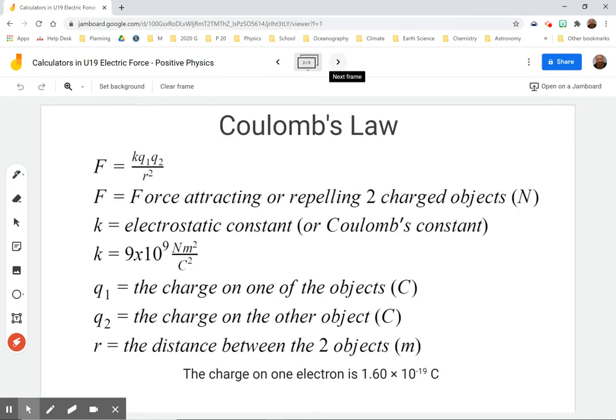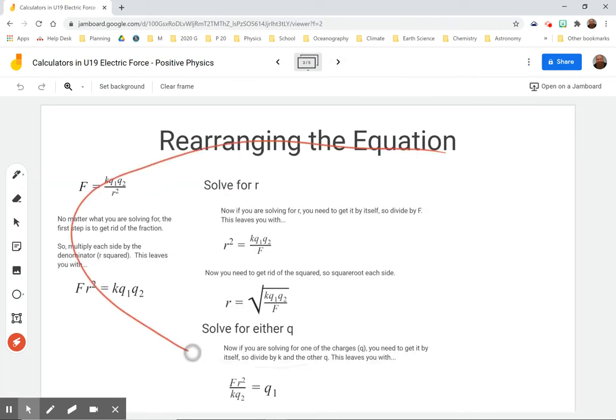So just a quick reminder, we learned that Coulomb's law talks to us about two forces attracting and repelling. There's a constant that is involved in that, two charges measured in coulombs, and the distance between them. By the way, sometimes you'll see that as a D instead of an R, and meters is the units for that. And we went through a whole page talking about how to rearrange the equation if you're solving for R or one of the charges.